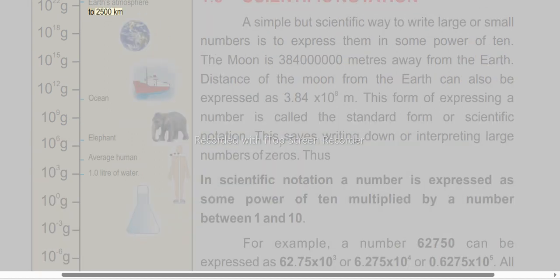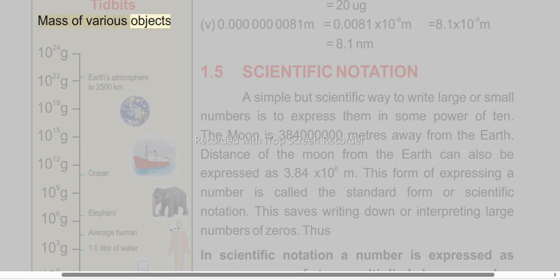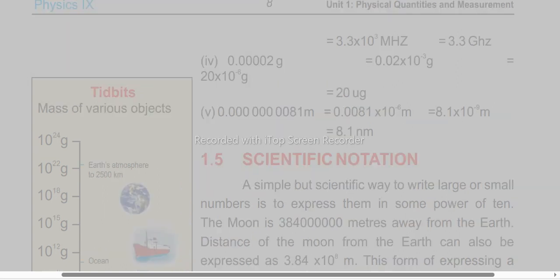Earth's atmosphere up to 2,500 kilometers. Ocean. Elephant. Average human. 1.0 liter of water. Grain of table salt. Typical protein molecule. Uranium atom. Water molecules. Tidbits: mass of various objects. Physics 9-8, Unit 1, Physical Quantities and Measurement.